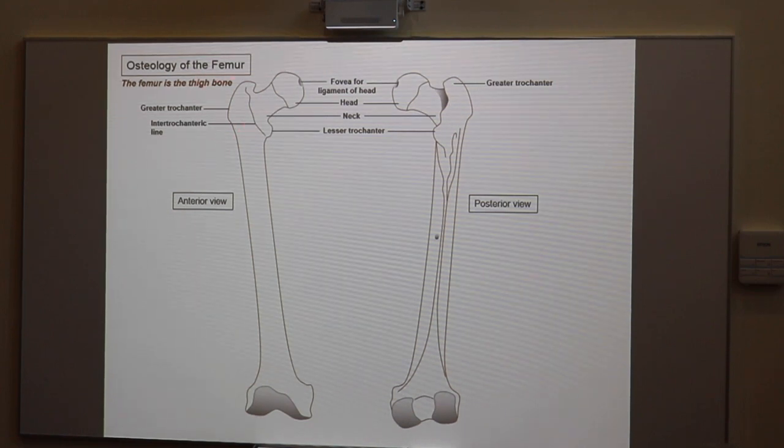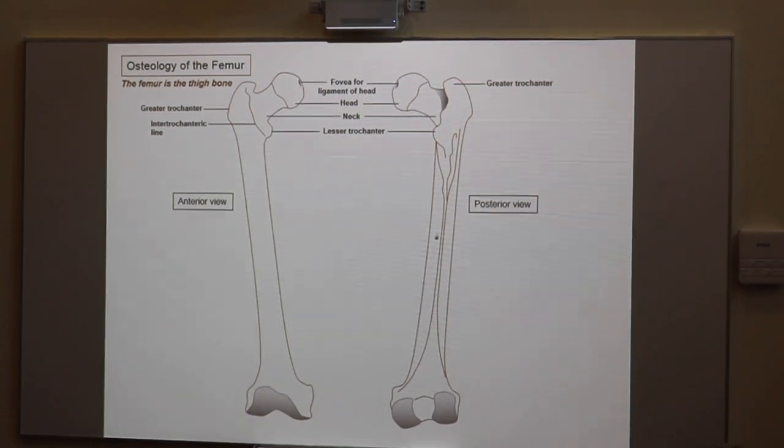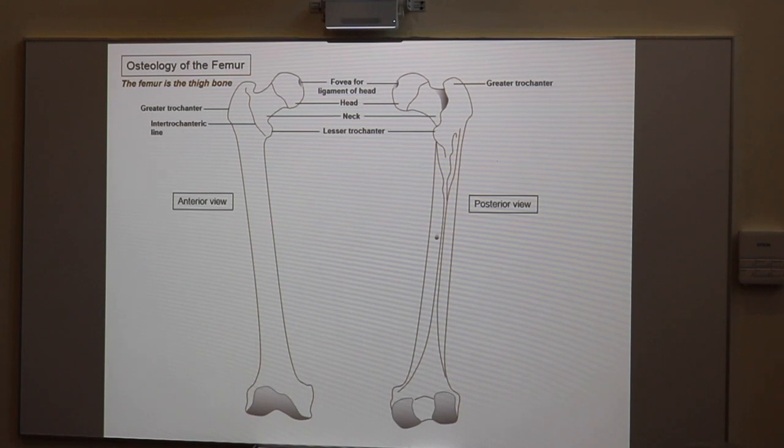On the front of the femur, between the greater and the lesser trochanter, there is a line which is called the intertrochanteric line. At the back of the femur, between the greater trochanter and the lesser trochanter, there is a more thick ridge which is called the intertrochanteric crest. Okay? So in front of the femur, there is a line, while at the back of the femur, there is a thick ridge which is called the intertrochanteric crest.